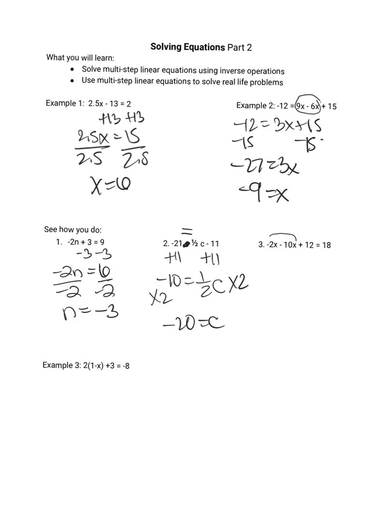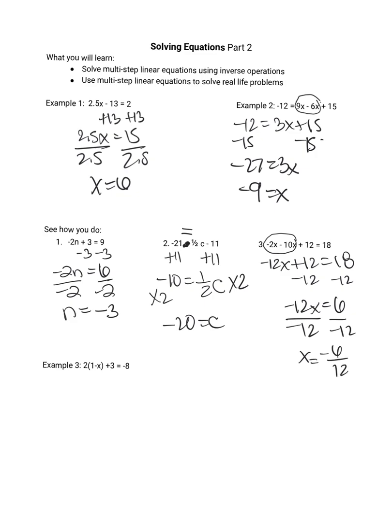For 3, we're going to combine this negative 2 minus 10x. We'll get negative 12x plus 12 equals 18. Subtract 12. And we will get 6. Divide by negative 12. And we're going to get negative 6/12. And we're going to reduce that to give us negative 1/2.